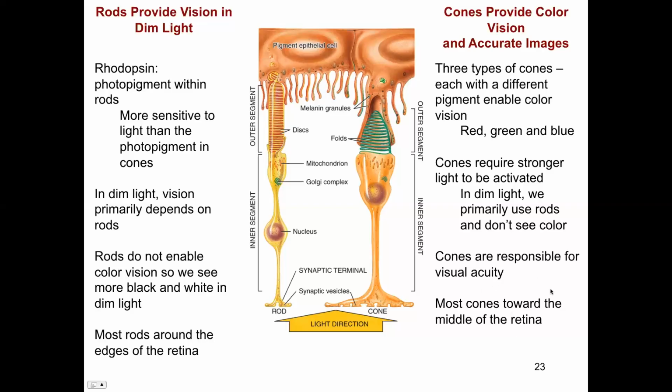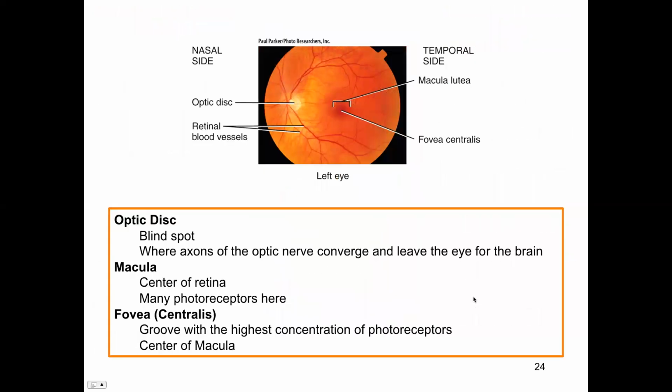But most of our cones are towards the middle of the retina, okay? Now, when we look at the retina, we have different things here to look at. I've mentioned the optic disc. This is our blind spot. This is where we don't see anything.